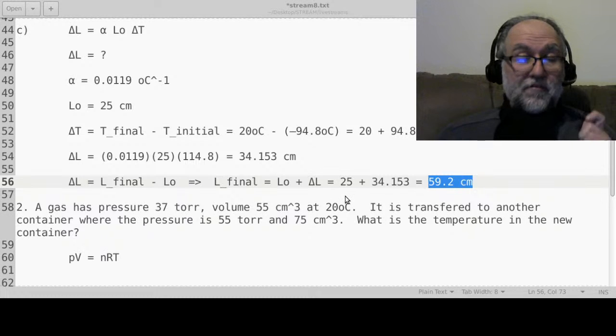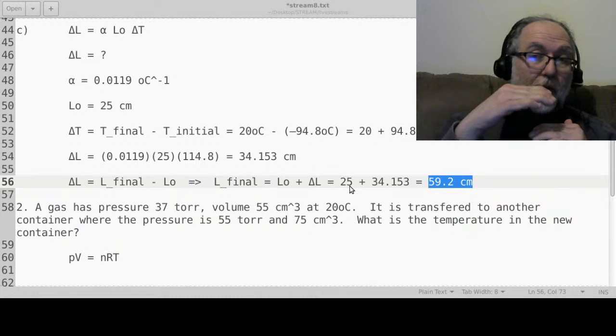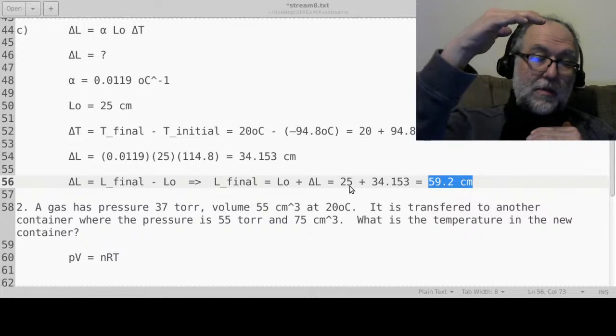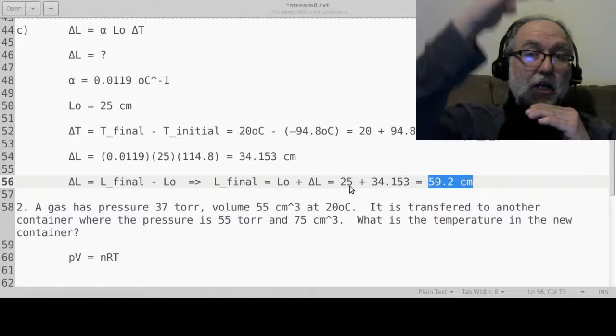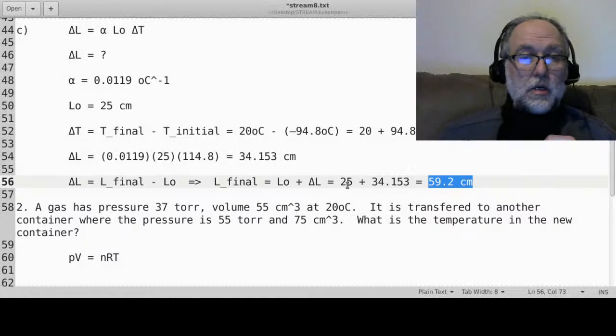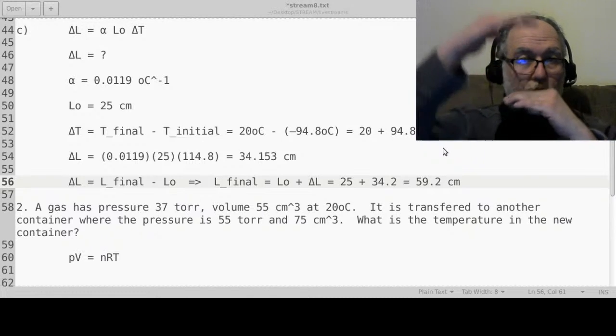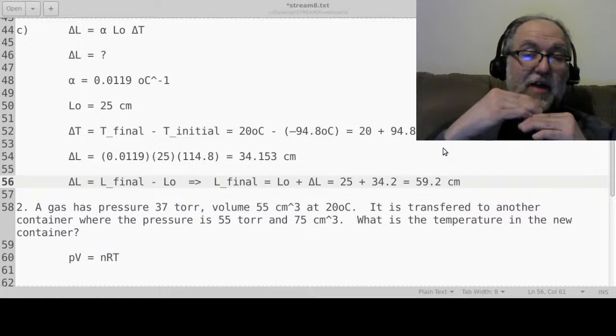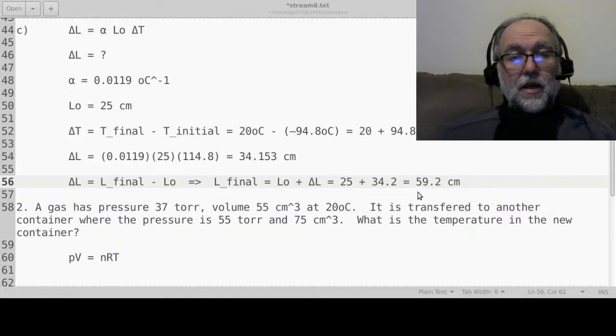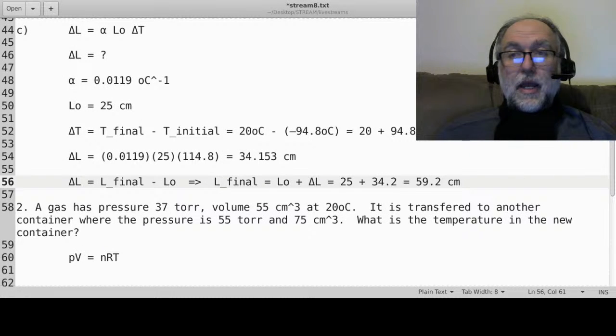Once again, it started at freezing. Freezing acetone, it started with a length of 25. We heated it up until we got to 20 degrees Celsius. And I could say, how much did it grow? It grew 34 point, let me just round that off, 34.2 centimeters. That's how much it grew. But it already started at 25, so it grew 34.2 on top of the 25, and now its total length is going to be 59.2 centimeters. So that's how you solve these problems.